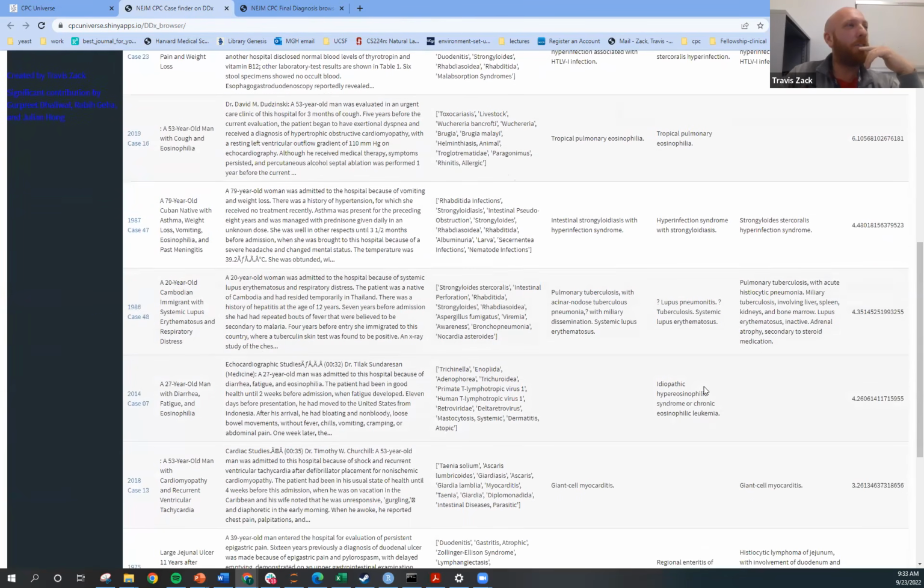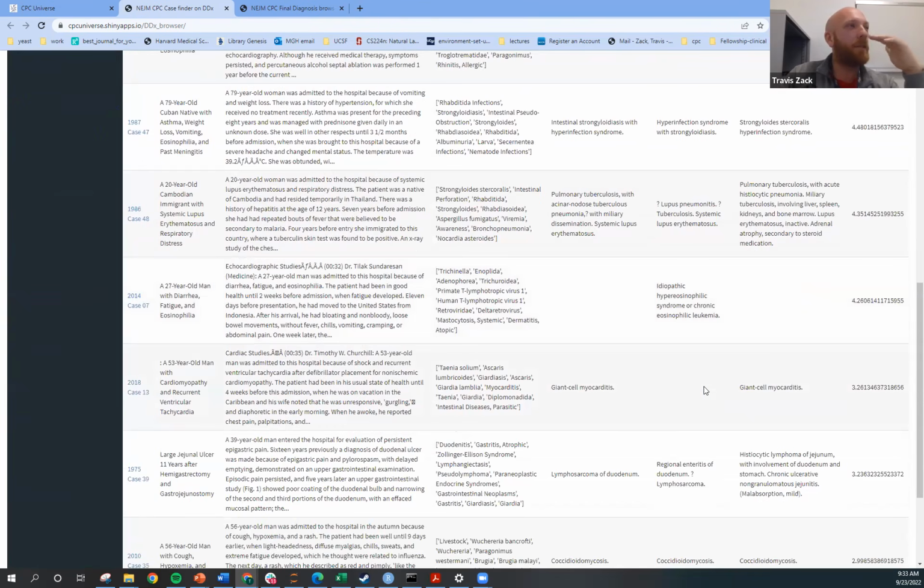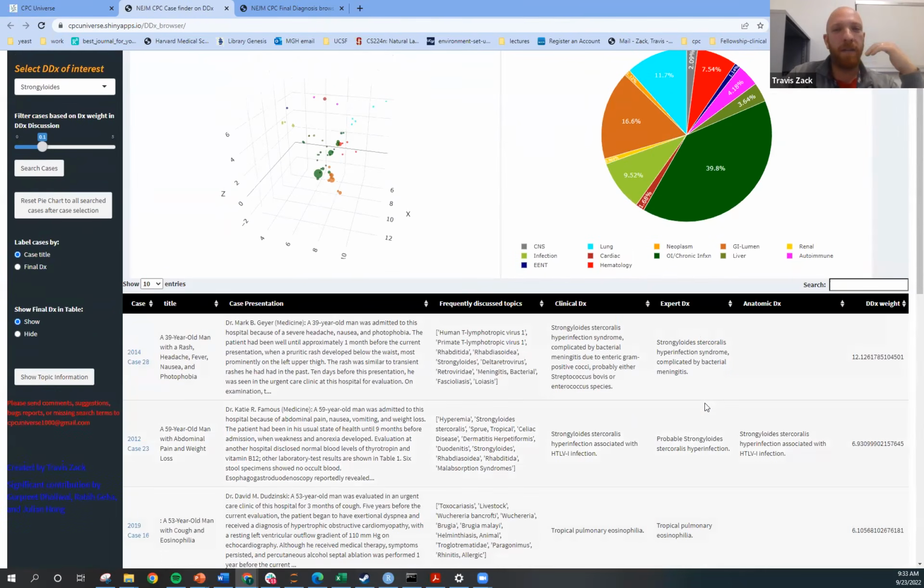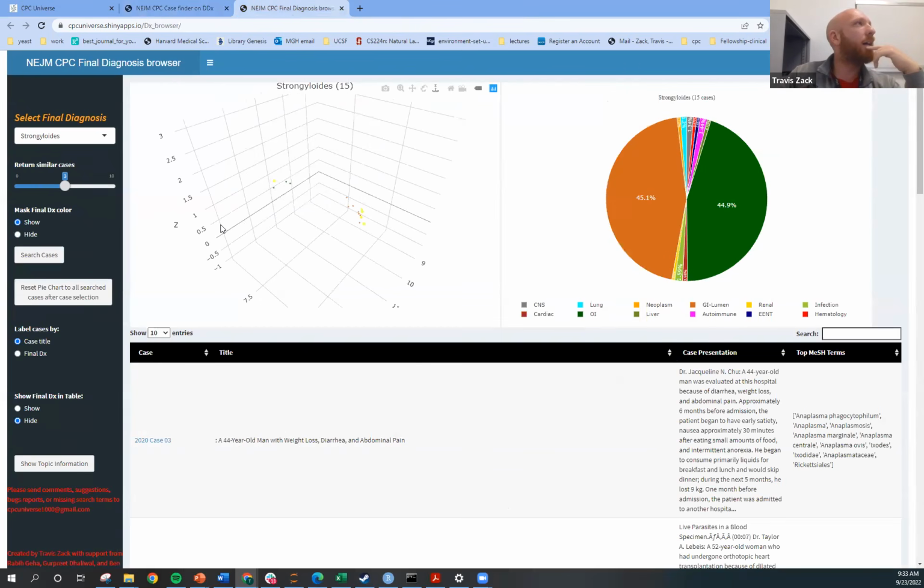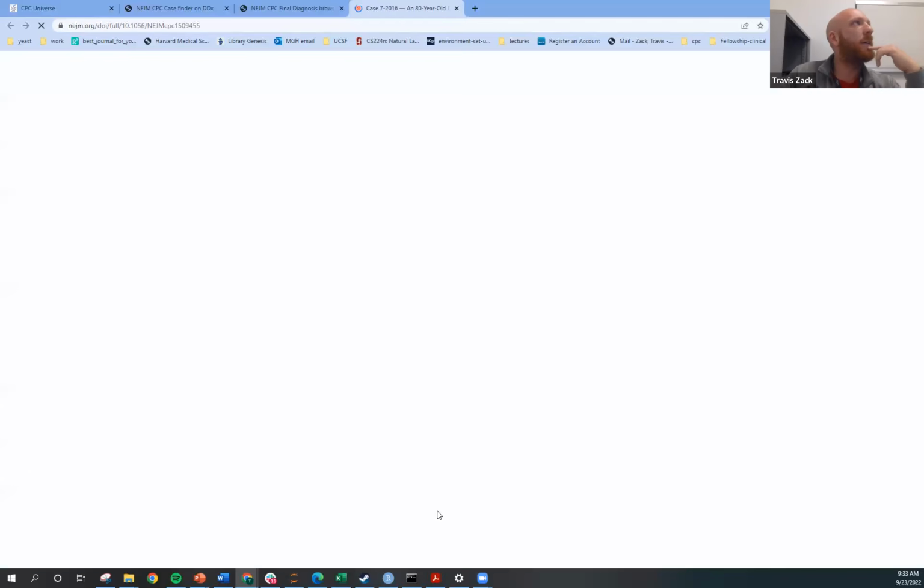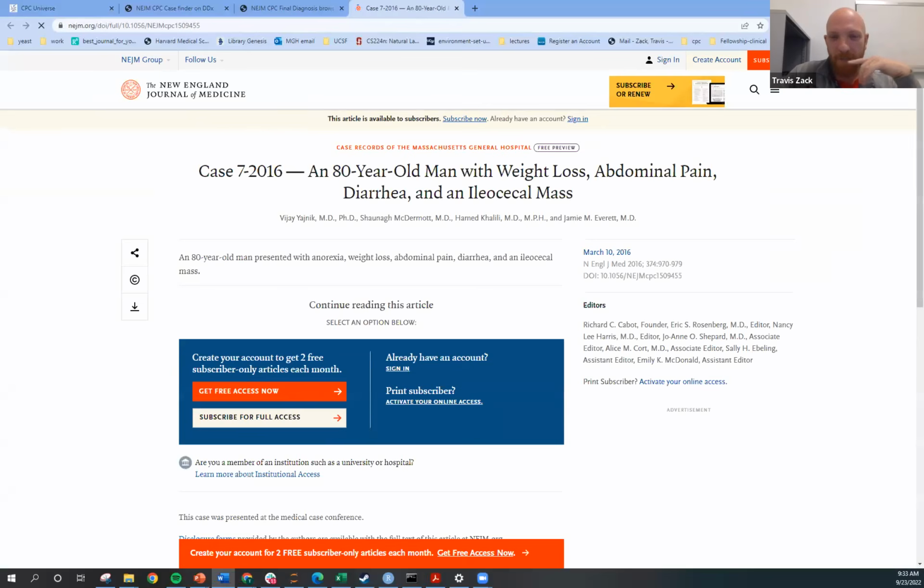eosinophilia. By the way, what was interesting in that case, we didn't mention it, but this person did not have eosinophilia, which I guess can be common in these cases of hyperinfection because you're immunosuppressed. So you basically can't mount that eosinophilia. So the case I think we decided to go on was this 2016 case 17. So do you mind if we start on it?